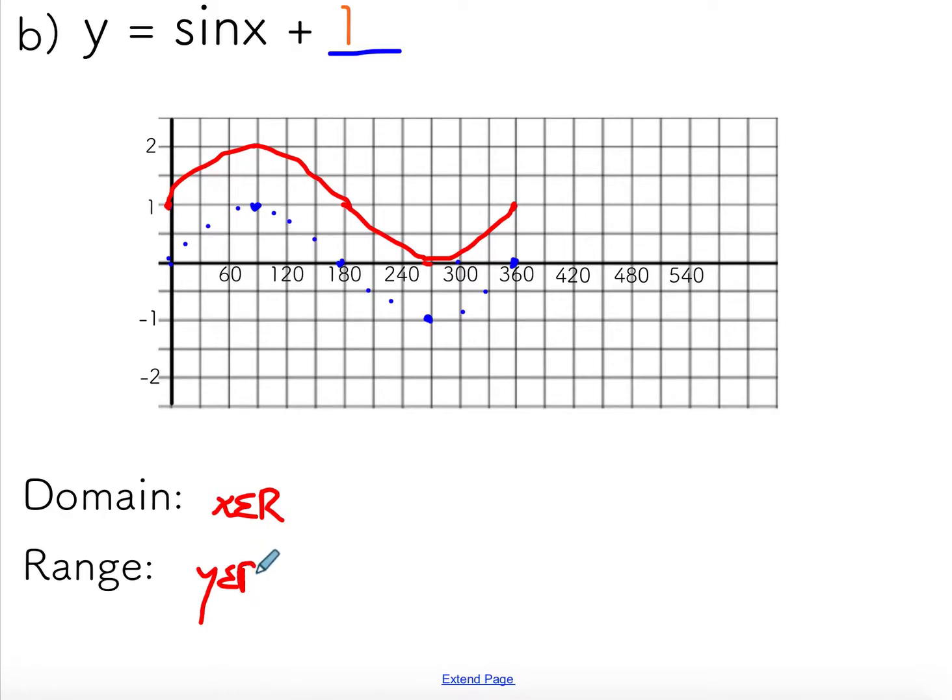I can get any y value as long as, and you can look at the graph, you can see here, it caps out at 2 and it bottoms out at 0. Right? So I should specify that in my range. I can say any y value counts as long as it's in between 0 and 2. Right? And I specify that by saying y is bigger than or equal to 0, but less than or equal to 2. You can see that on the graph.